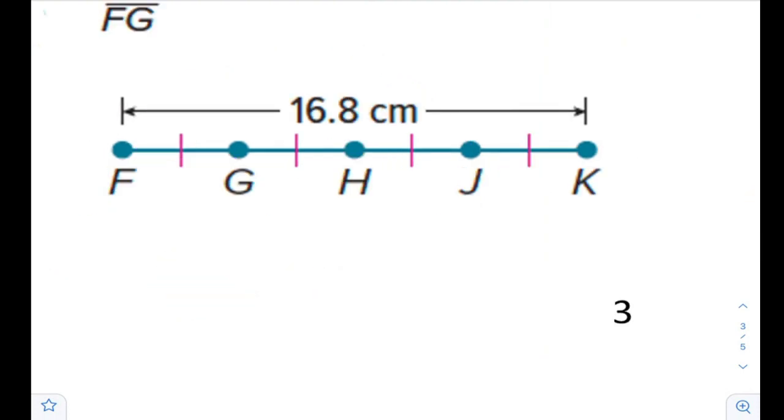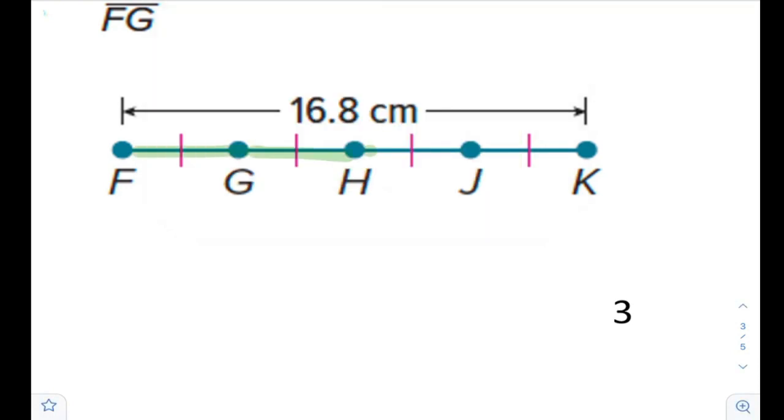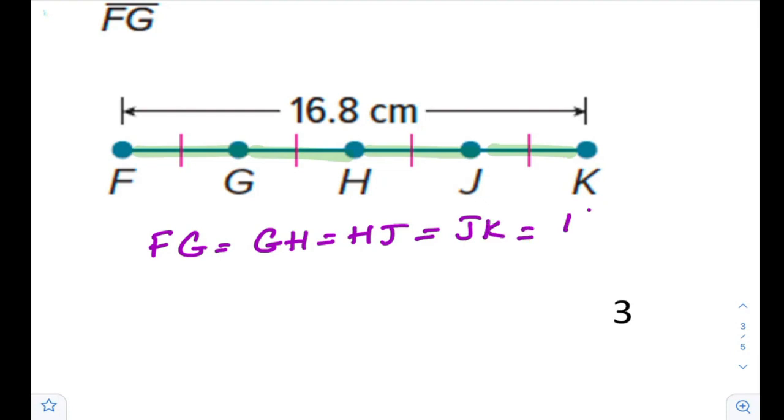Now in this case, it's not divided into two parts. It's divided into 1, 2, 3, 4 congruent parts. 16.8 is distributed over 4 pieces equally. So each segment will equal 16.8 over 4. So we can say that FG is the same in length as GH, as HJ, as JK. Each one is 16.8 over 4. And when you divide, it will be 4.2.